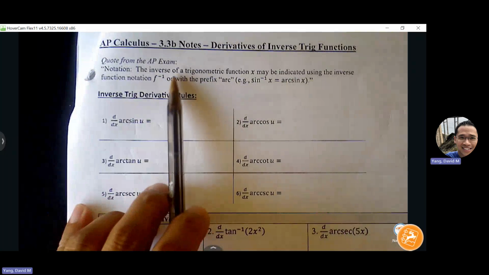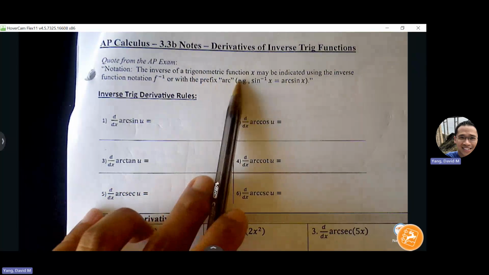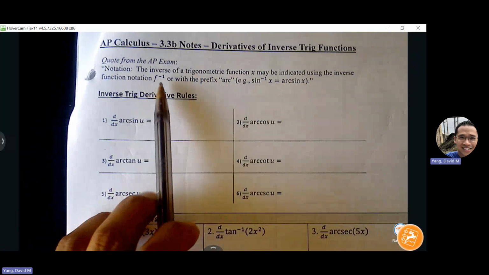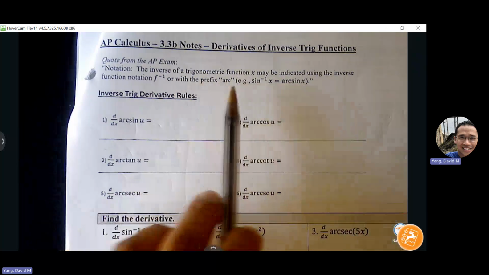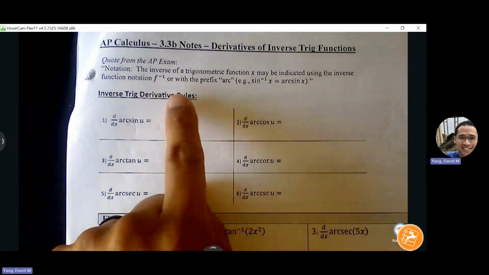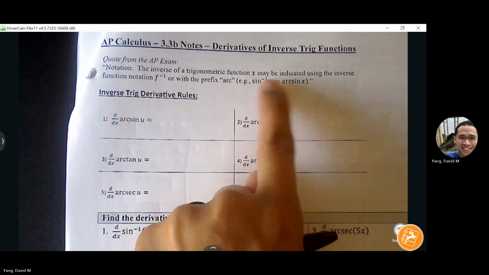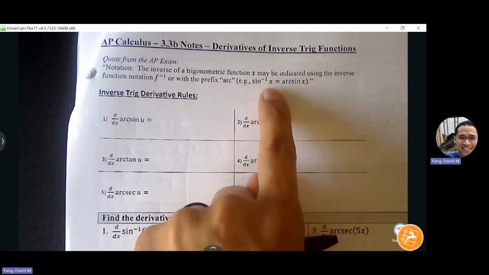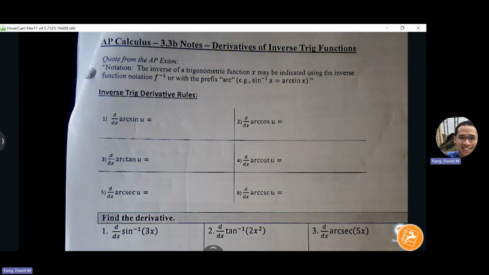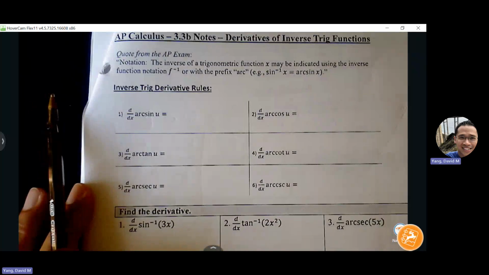Okay, so notation wise, the inverse of a trig function may be indicated using inverse function notation, f inverse, or with the prefix of arc. So whenever you see inverse sine or arc sine, they mean the same thing. Inverse cosine, arc cosine. So just know that they are interchangeable. You may see either or both notations on the AP exam and just know that they refer to the same thing.